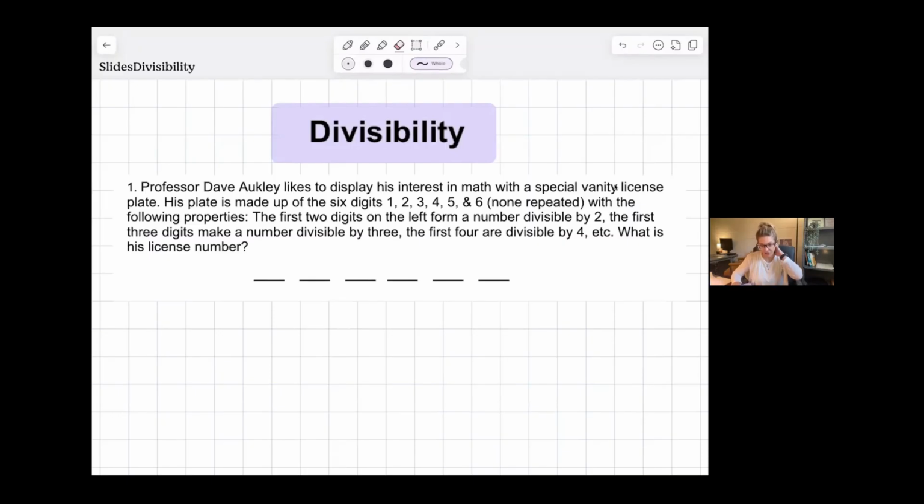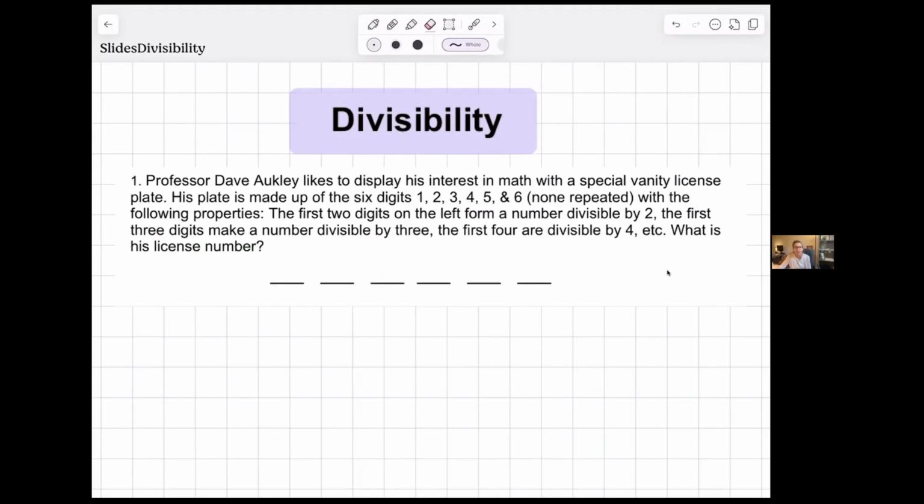Some of the answers I'm getting here, I should point out, you do have to use all six digits, right? Because it should have six spaces here, one, two, three, four, five, six, and we're only using the digits one, two, three, four, five, six. So think about whether your answer satisfies that.